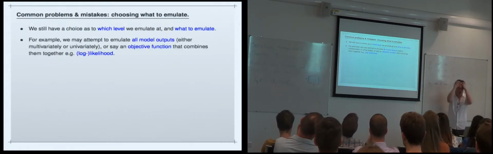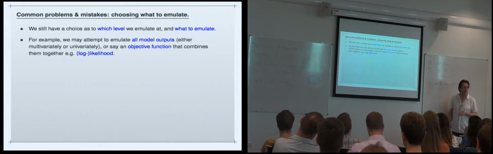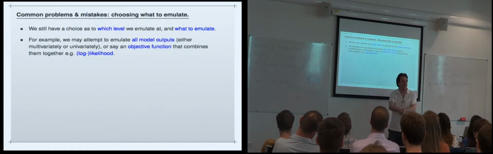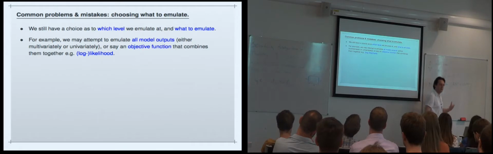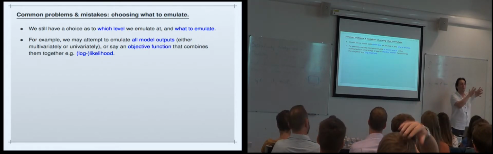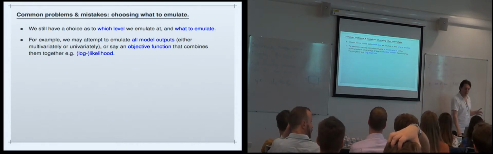So, for example, we may attempt to emulate all model outputs, either multivariately or univariately, or say some objective function that combines them together, for example, like a likelihood or log likelihood. So I could wrap all my model outputs together and emulate that. I could have part of them together, emulate that. I could emulate them individually. I could think of some combinations of them. So you can choose where to emulate at, from the model here to summaries of the model over here, like likelihood, for example. Now, those choices are important.